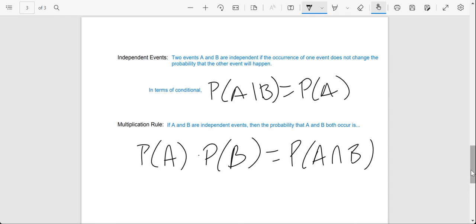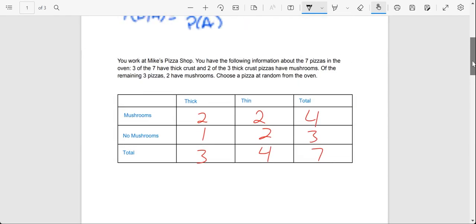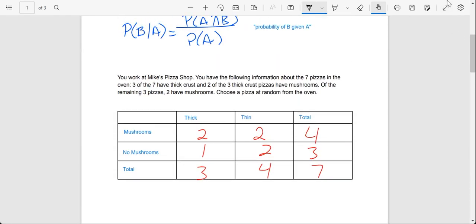Now, independent events, if we go back up, whether the pizzas here at Mike's Pizza Shop were thick or thin crust or mushroom or no mushrooms, they're independent of one another, right? One does not affect the other. But in this case, since we know more details, we can better predict because we knew one or the other.